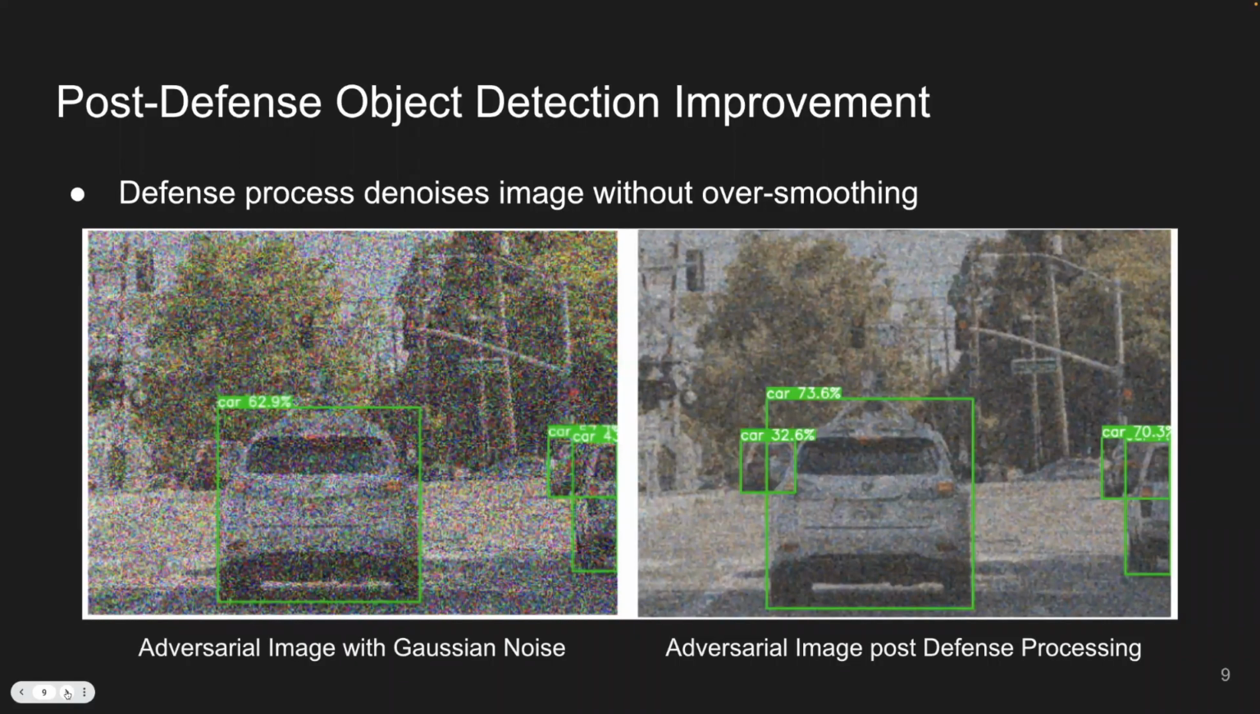On this slide, we have an example of a before and after image of our defensive process. On the left side of the figure, we have an image that we inflicted with Gaussian noise. The image on the right is the noisy image after it has been processed through the defense script. Notably, as a result of our defense, our model not only detects an additional car in the defended image, but also shows an increased confidence detecting the other vehicles in the image. Next slide, please.